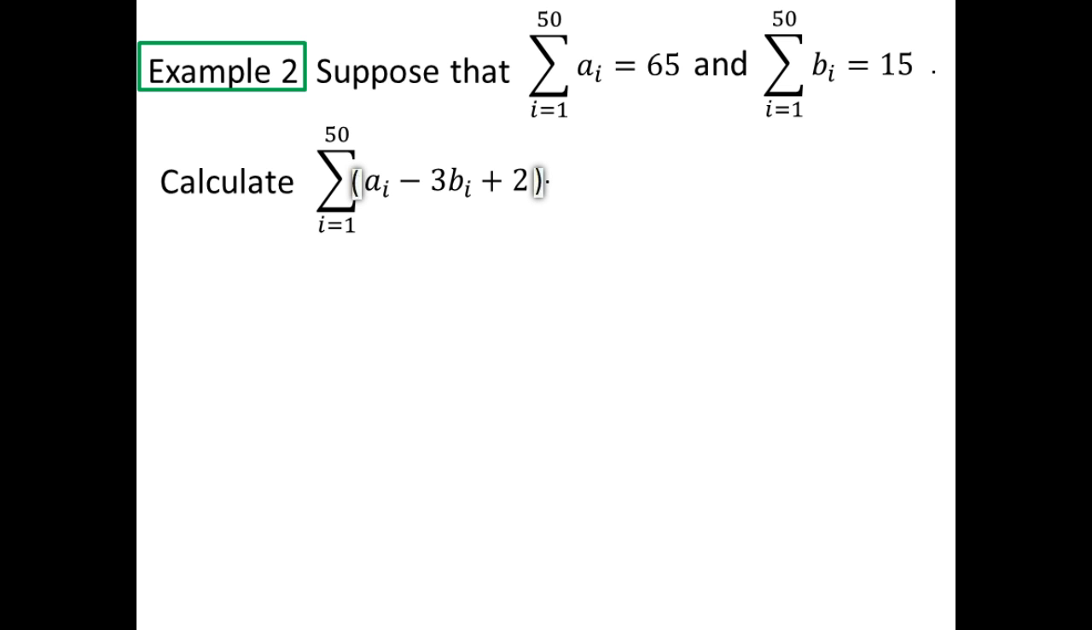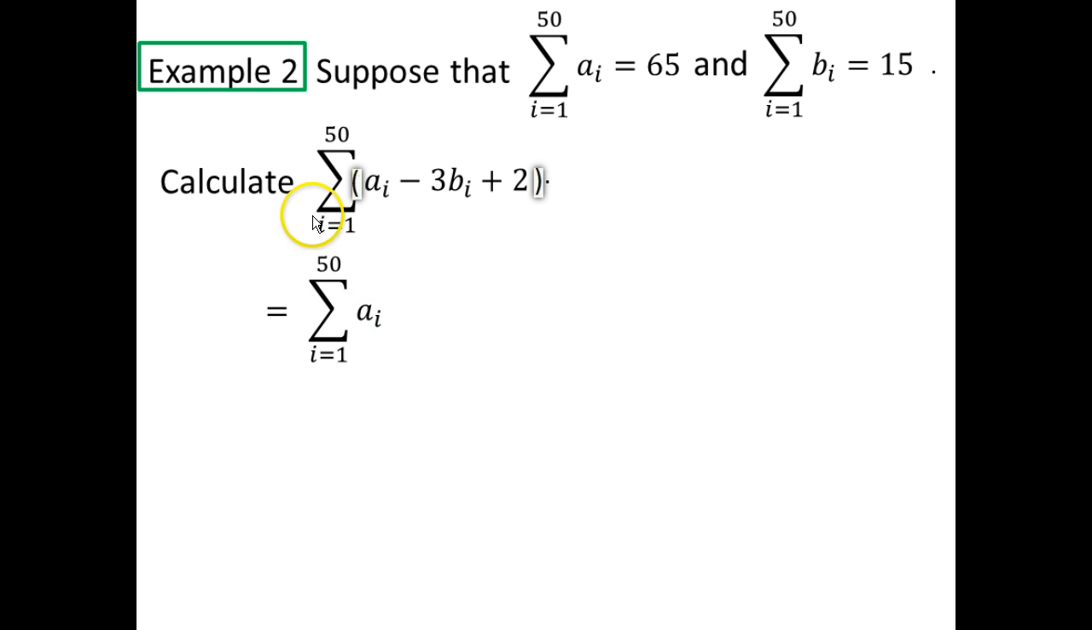Okay, example 2. Suppose that the sum of A sub I when I equals 1 to 50 equals 65, and the sum of B sub I when I equals 1 to 50 equals 15. Calculate the sum of A sub I minus 3B sub I plus 2 when I equals 1 to 50.